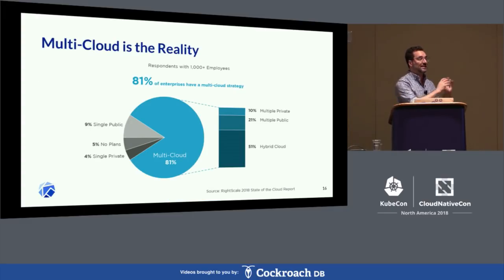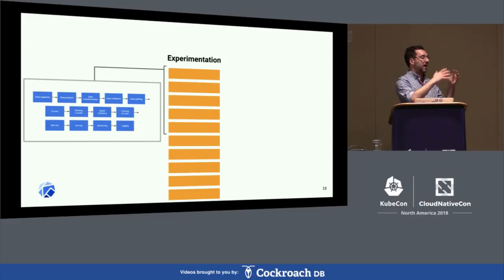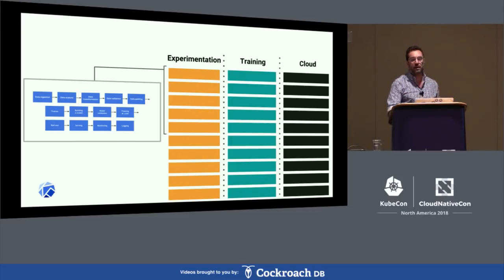And unfortunately, it's not just about one cloud either. The reality is that 81% of enterprises use multiple clouds today, and they don't just use multiple clouds or 2 clouds, they use up to 5. So you're now talking about a situation where you have your experimentation, and then you need to replicate that exact same stack in a new place when you do training, and then finally when you potentially move to the cloud or some highly scalable environment.